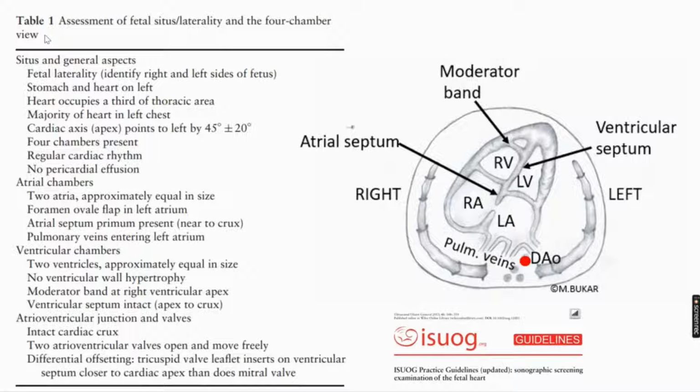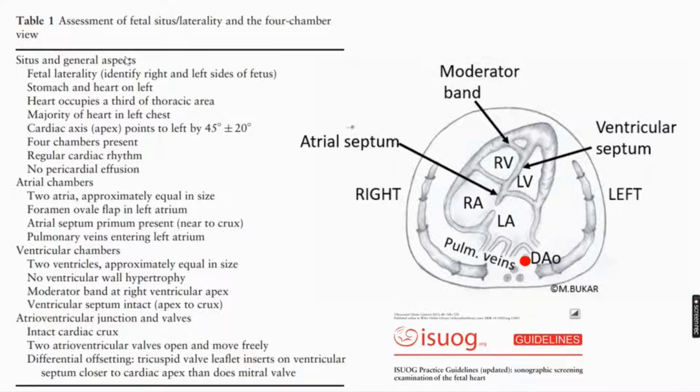This table titled Assessment of Fetal Situs/Laterality and the Four-Chamber View is part of the updated ISUOG Practice Guidelines published in 2013 titled Sonographic Screening Examination of the Fetal Heart. I will use this line diagram to explain some aspects of this table.